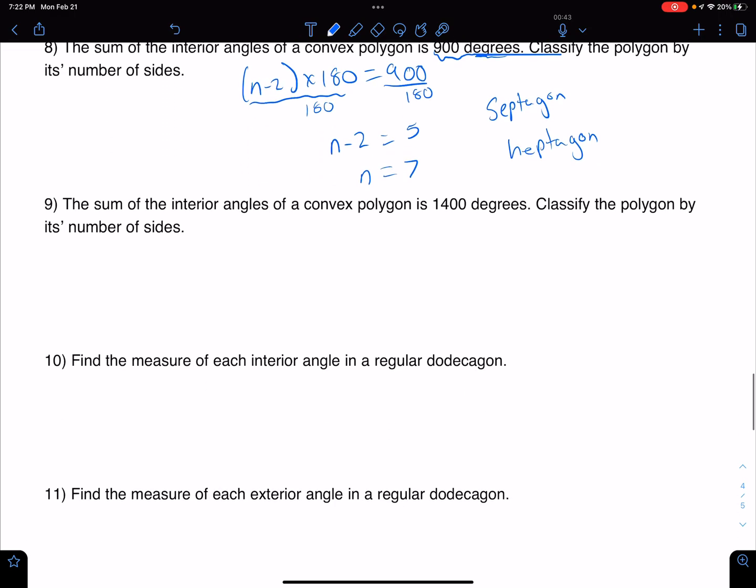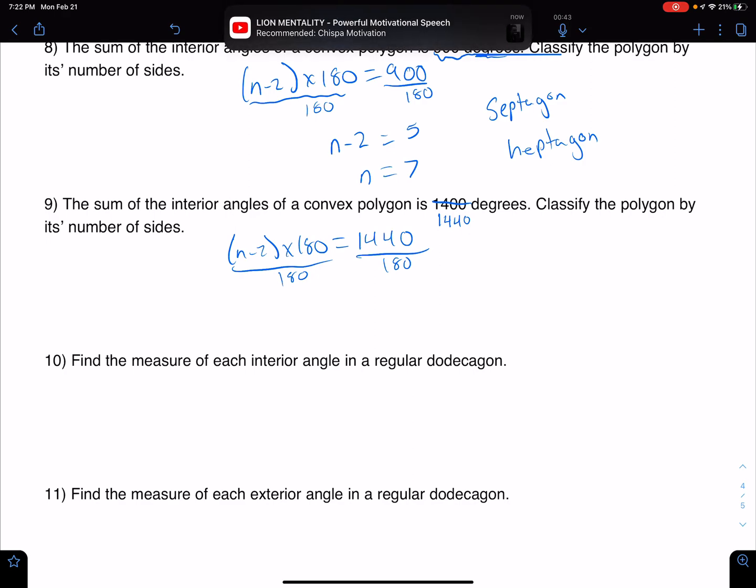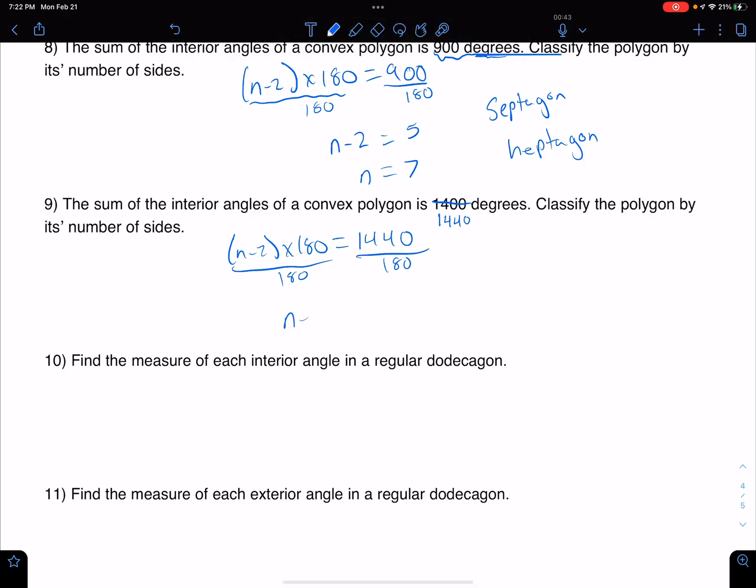Okay, number 9 says the sum of interior angles of a convex polygon is 1440 degrees. Classify the polygon by its number of sides. So again, n minus 2 times 180 equals 1440. Divide both sides by 180. So 1440 divided by 180 is equal to 8. So n minus 2 equals 8. So then n is equal to 10, or called a decagon. You always want to make sure if it has a special name that you include the special name.